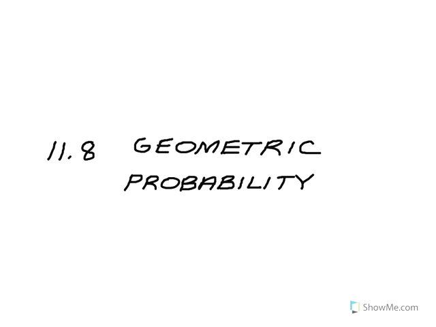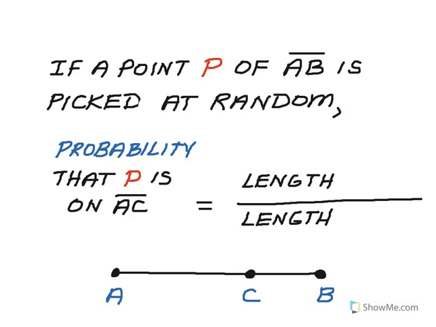Lesson 11.8 is about geometric probability. Okay, probability is the likelihood that an event will occur. And we're going to set up probability as a ratio of either lengths or a ratio of areas in this little lesson because we're going to be talking about geometric probability. And the probability that something will occur we can state as a fraction or as a percentage.